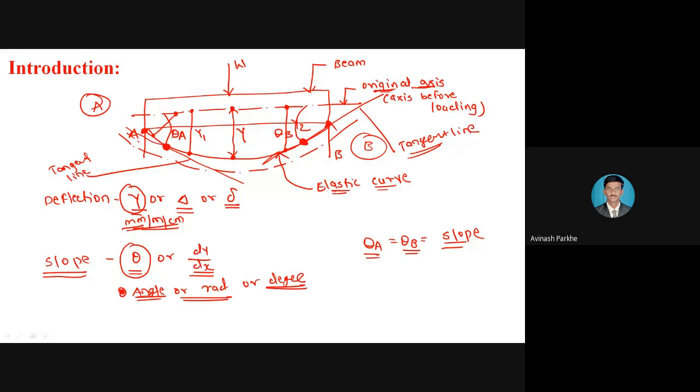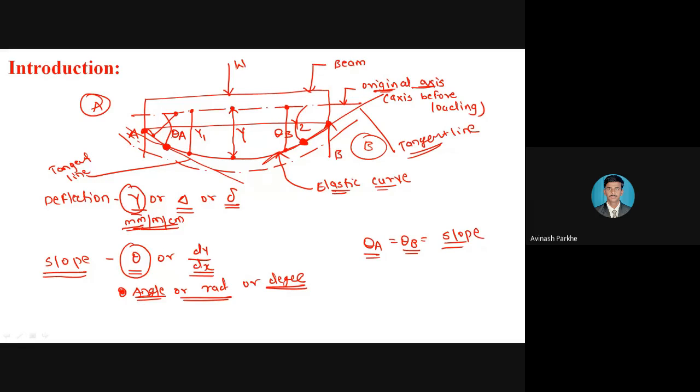Therefore, please keep in mind the two statements. The deflection is always maximum at the center, but the deflection is 0 at the support. And exactly opposite, the slope is maximum near the support or at the support, but the slope is 0 at the center point. And the definition of slope: it is the angle between the tangent to the elastic curve at that point and the original axis of the beam.